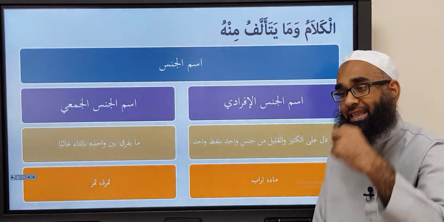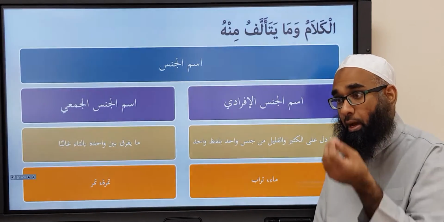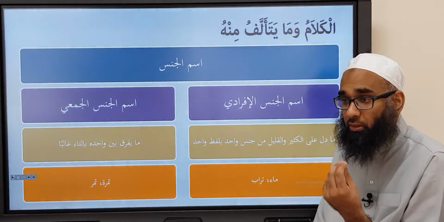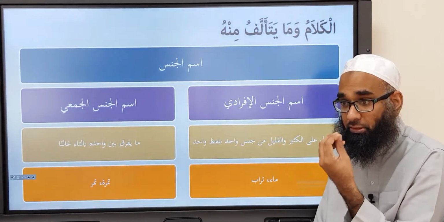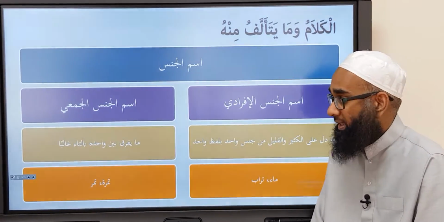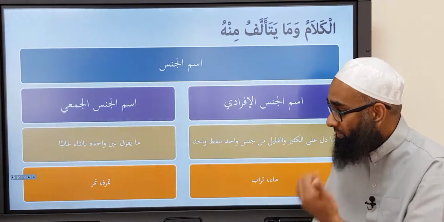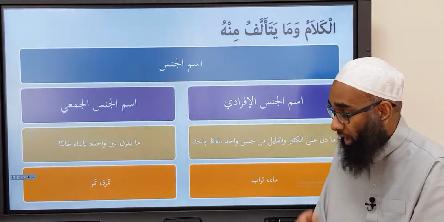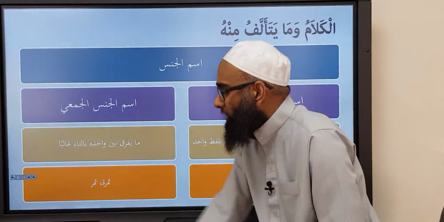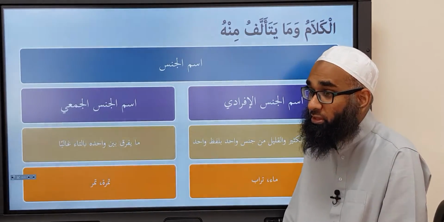What's Ismul Jins al-Jam'i? That type of word which is generic, refers to the whole genus, but its wahid is differentiated by adding a ta. For example, tamrun is what? Ismul Jins, dates. Is it Ifradi or Jam'i? Jam'i, because why? The wahid is what? Tamaratun. So you have tamr, you have tamaratun. So how is it differentiated? Via the ta marbuta, though it says ghaliban, because for example, you can have a ya. For example, Rum. Rum is what? Ismul Jins al-Jam'i.